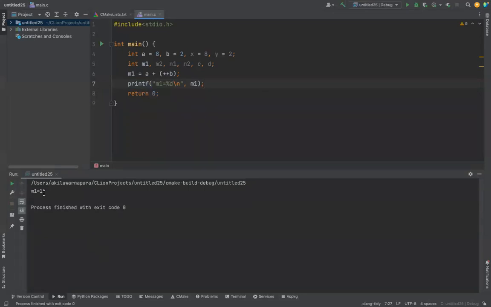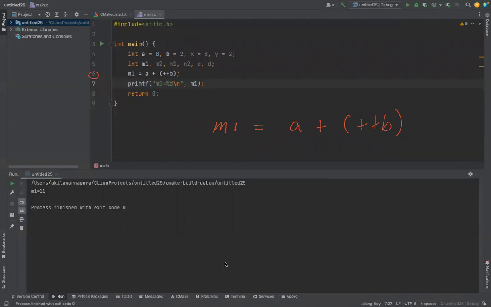Okay, m1 is 11. Okay, how does it happen? Here you can see in line number 6, m1 is equal a plus plus b. Okay, so this is the increment operator. Okay, is this prefix or postfix? Quickly give me the answer whether this is prefix or postfix. This does the change and returns the value. Yeah, does the change and return the value. However, we call this one as the prefix.